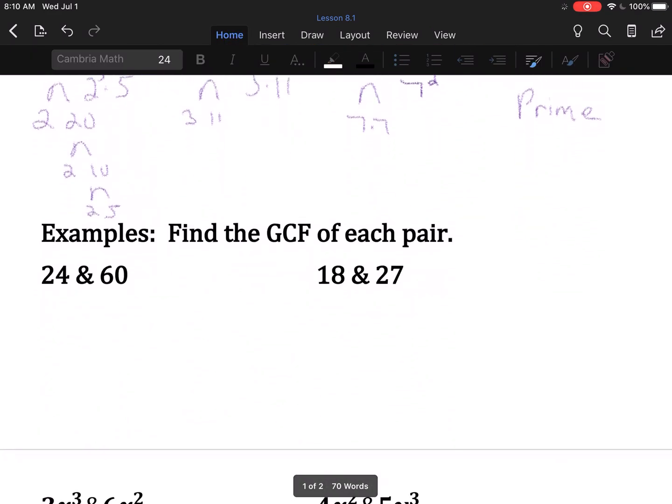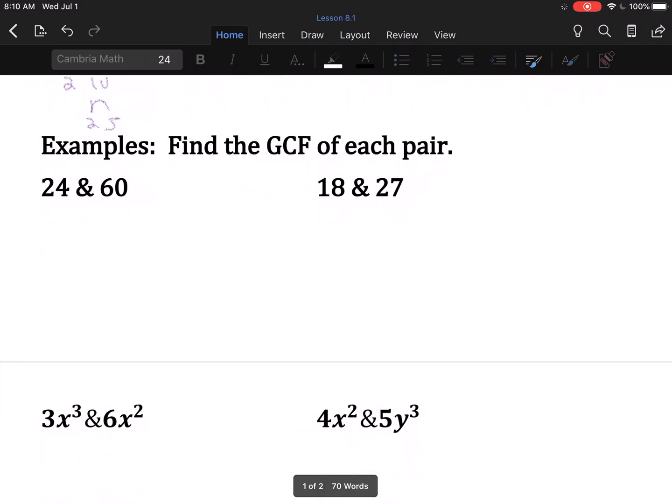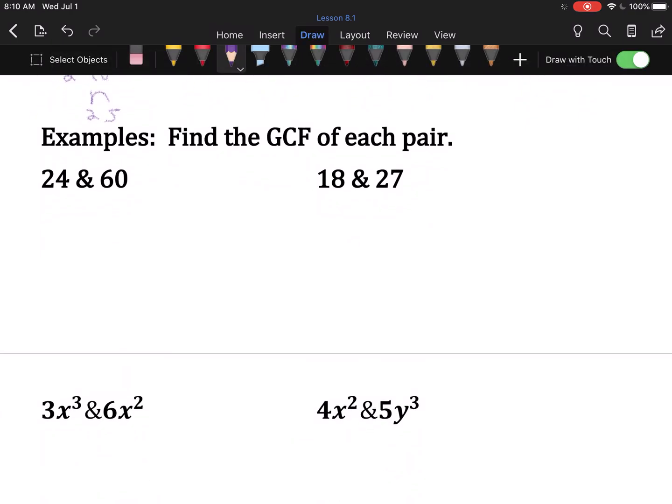The greatest common factor of each pair. Now, this is where I like the ladder. And you may hear my dog whining in the background. I think she saw a squirrel.